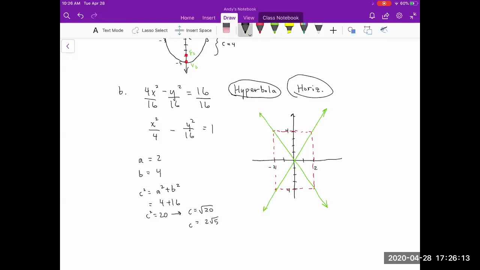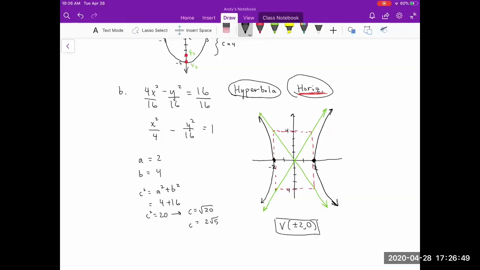And now, the fact that this is a horizontal hyperbola means we're going to create two opposite-facing parabolas from these endpoints of the box. So like this, and like that. I think that looks okay. Now the vertices are clearly negative 2 comma 0 and 2 comma 0. So I'll write it as plus or minus 2 comma 0 for the vertices.